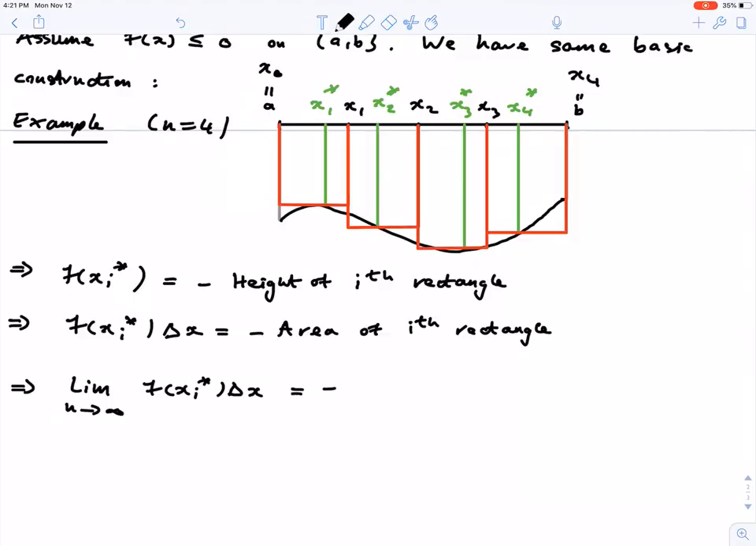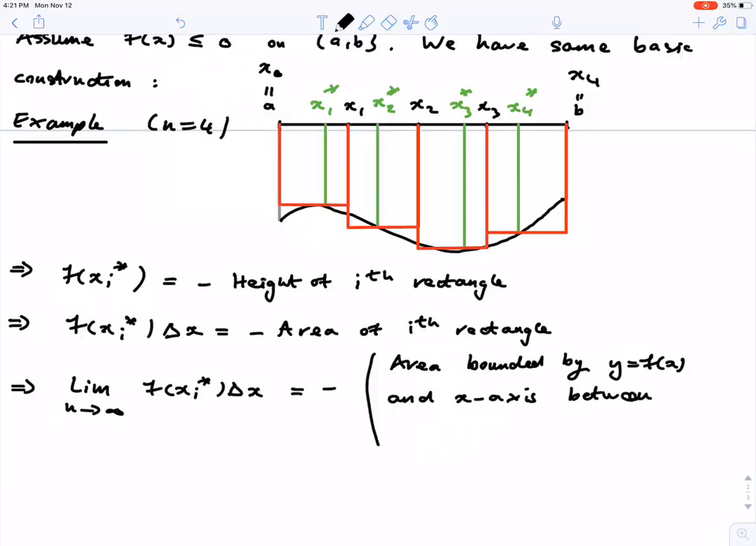So this is minus the area bounded by y is equal to f of x and the x-axis between x is equal to a and x is equal to b. So this expression, this limit of Riemann sums, does make sense, but the moment I dip onto the axis, or if I'm negative the entire time, it's not the area, it's minus the area.